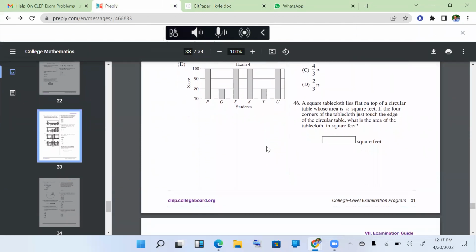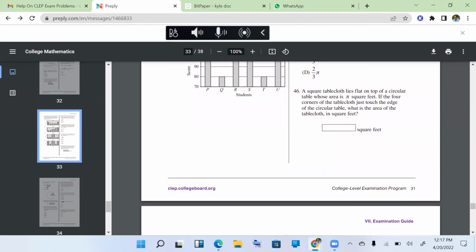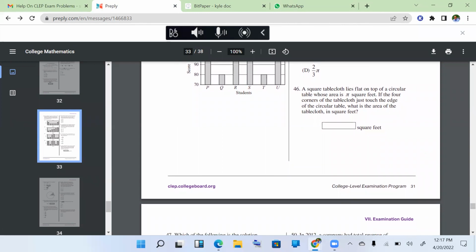A square tablecloth lies on top of a circular table whose area is pi square feet. If the four corners of the tablecloth just touch the edge of the circular table, what is the area of the tablecloth in square feet?